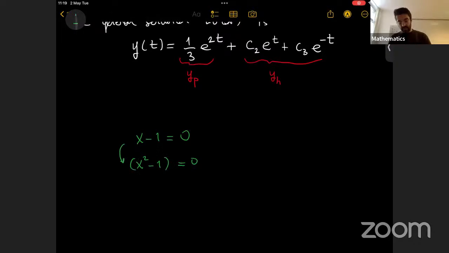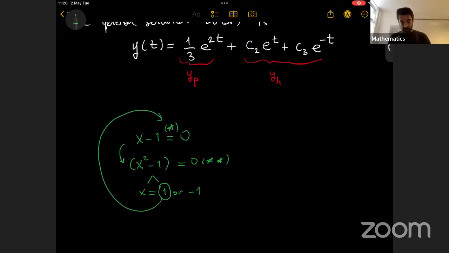From here to here, we multiply with x plus 1. What are the solutions here? x is equal to 1 or minus 1. But which one is the solution of the first equation? So this is the first equation, and this is the second equation, okay? To find the solution of the first equation, we take this and plug into the first equation. If it satisfies the equation, then it's the solution. You take this and put it here, and this is not a solution, right? So it's like that.